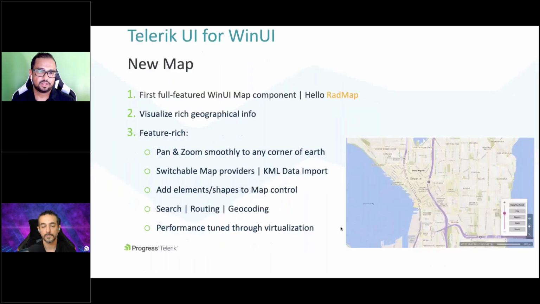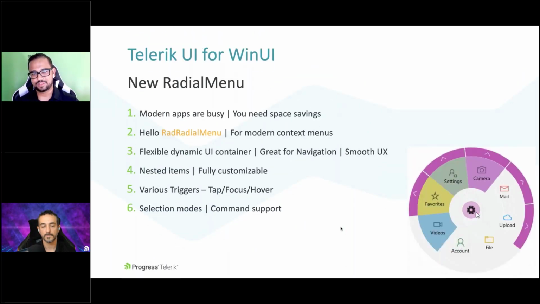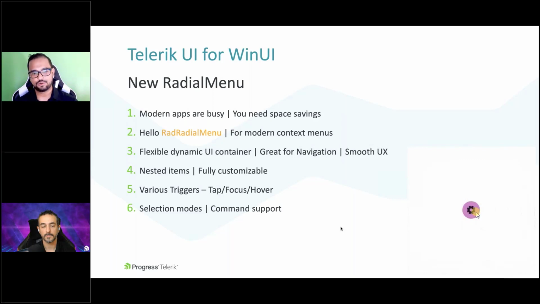There is a radial menu, which is one of the things I absolutely love about desktop because it's just so smooth and so rich. You want your apps to be very elegant and yet have easy to find navigation, easy to find context menus, and that's what this radial menu is for. It's very flexible.